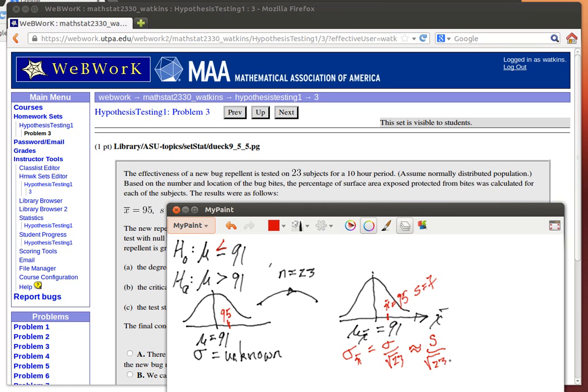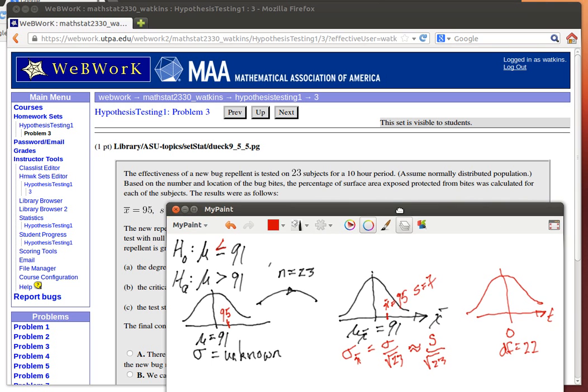So that means that we're going to need to use a t distribution instead of a z distribution. If we had been able to use this, we'd use a z distribution, but in this case we're going to need to use a t distribution. So let me just put a t distribution over here. This is going to be centered at zero, and we're going to have a degree of freedom equal to 22. The degree of freedom is always one less than the sample size in these cases.